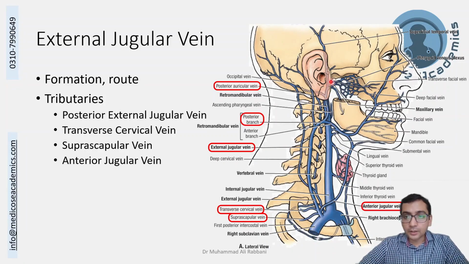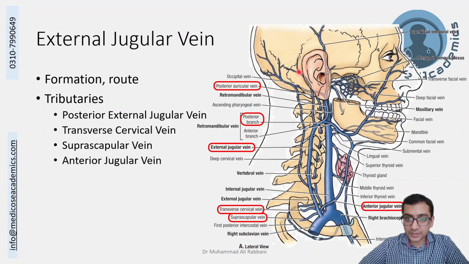The retromandibular vein comes down. It divides into two divisions, anterior and posterior division. Anterior division was joining with the facial vein to form the common facial trunk. The posterior branch, it moves back, and posterior branch joins with this vein, the one coming from the back of the ear.